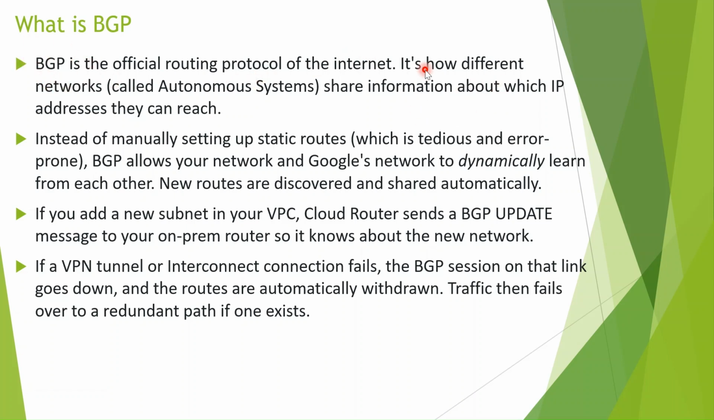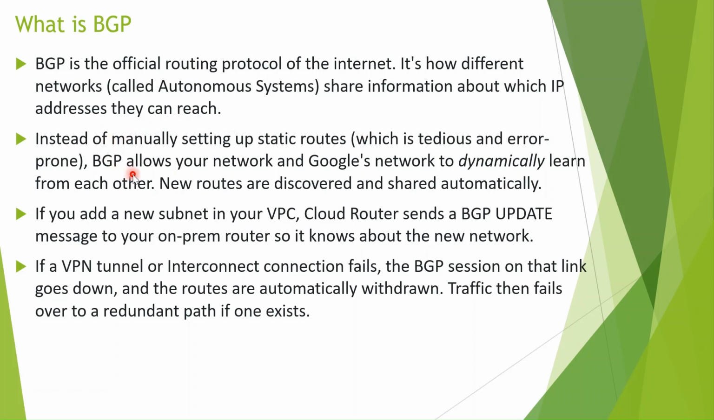In this, different networks, also known as autonomous systems, share information about which IP addresses they can reach. They all share their IP addresses, like if you want to reach a specific IP, how to reach it. If you run a traceroute sometimes, you will see so many hops. Those hops come from BGP only. They have the routing information and go one by one through all the hops.